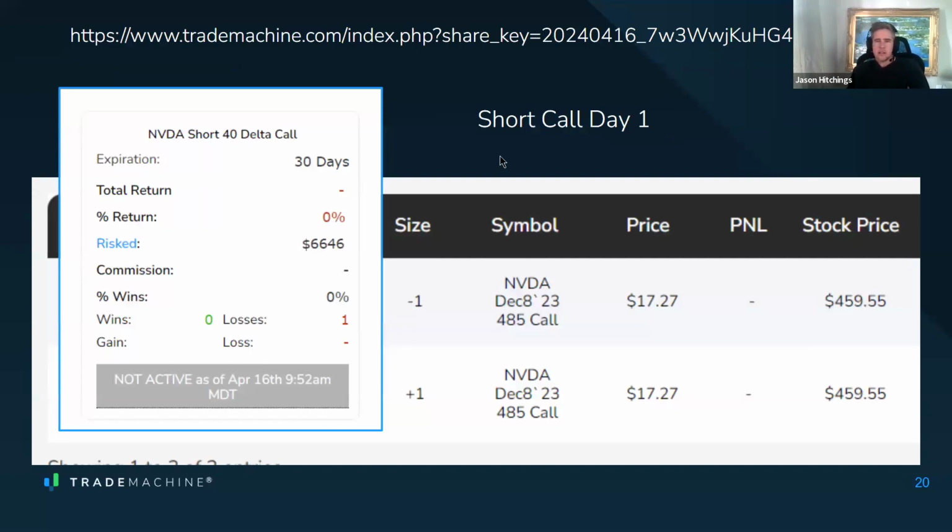Now we're going to look at the short call, but I'm just going to look at day one. You might remember that short put traded at a profit. So right now I'm just going to look at the initial risk for the short call. I'm doing a 40 delta short call in NVIDIA as well. It traded at a price of 17.27, so you took that as a credit initially.